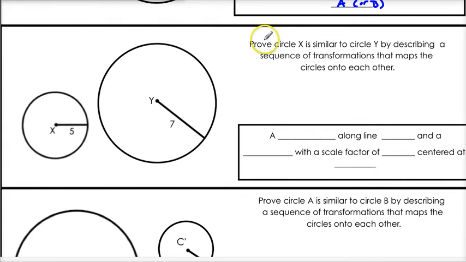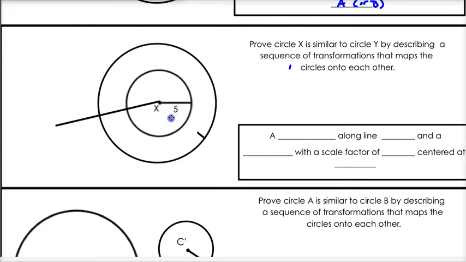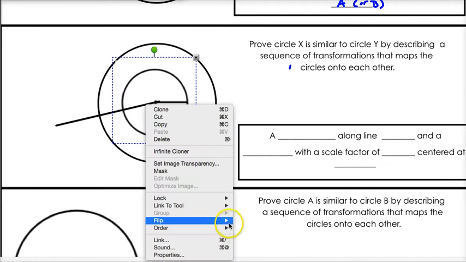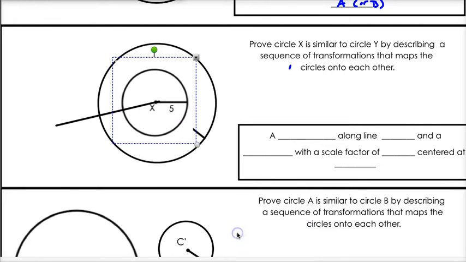Let's try it again. We're going to prove circle X, which is right here, is similar to circle Y, which is over here, by describing a sequence of transformations that map the circles onto each other. So let's just do exactly what we just did. We're going to start off with a nice little translation along the centers. So that's XY in this case. So let's move our circles along XY. He's moving. He's having fun. He did it. I just want to send that to the back so you can see the whole thing. Good. So we started with our translation along XY.